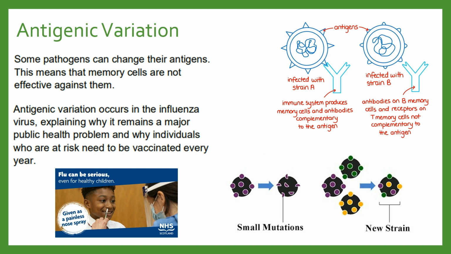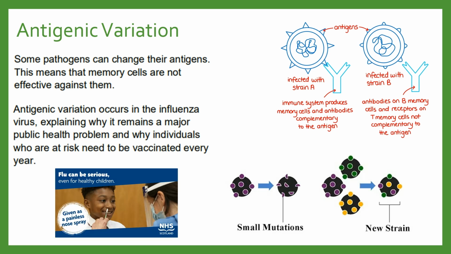Because the antigens are no longer going to be complementary to the memory cells and the antibodies produced previously, it means they're no longer going to be effective against them. So, memory cells are only going to be effective if you are encountering the exact same antigen. That's why different strains exist and why we can have things like the cold and the flu many different times throughout our life.